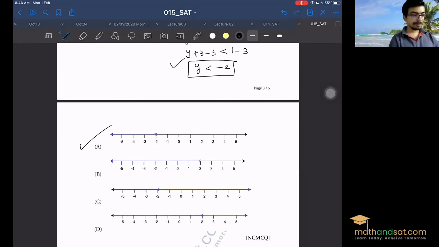Just look at the graph. We have all the numbers on the left side of minus 2. Minus 2 is not included.